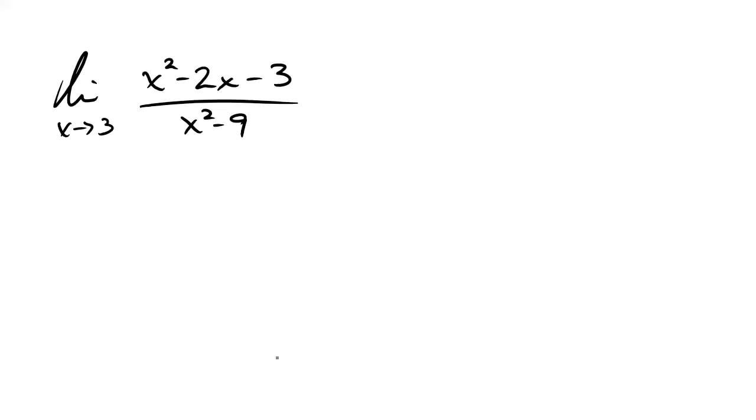Okay, another limit problem today. As usual, we're going to look at what x is approaching, what the variable is approaching. And if we were to plug 3 in for x, actually just do a direct substitution, we would end up with 9 minus 2 times 3, which is 6, minus 3, which would equal 0. And down below, we would end up with 3 squared, or 9, minus 9, which equals 0 as well.